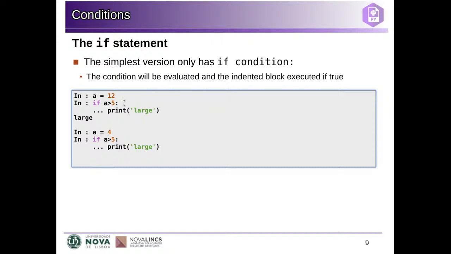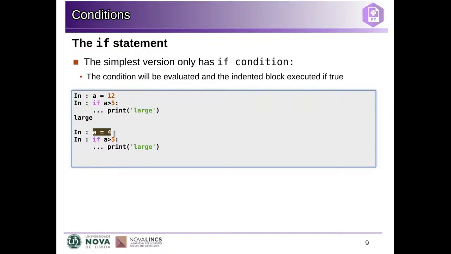So this colon sign we saw with the for loop, with the definition of functions, it's always the beginning of a block of code. The block of code then is specified by the indentation. So this is indented relative to if. It means that this part belongs to if. So if we put a equals 12 and if a greater than 5, we print large. If we execute this, we get large on the console because it's the output of this print.